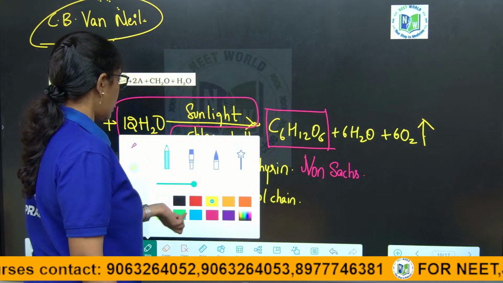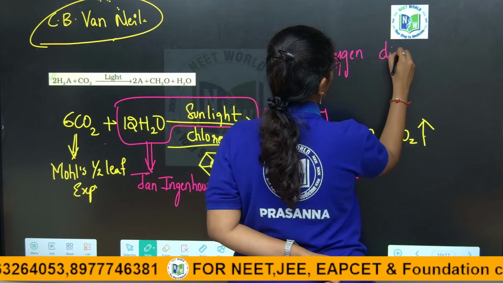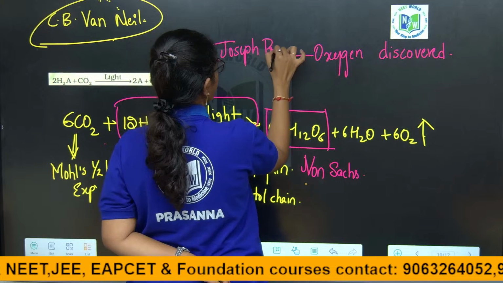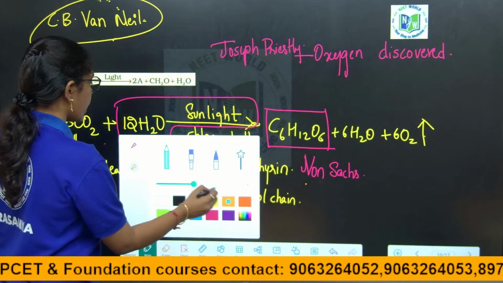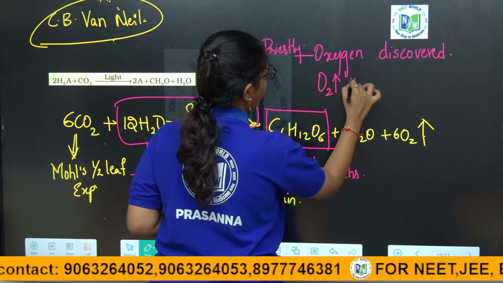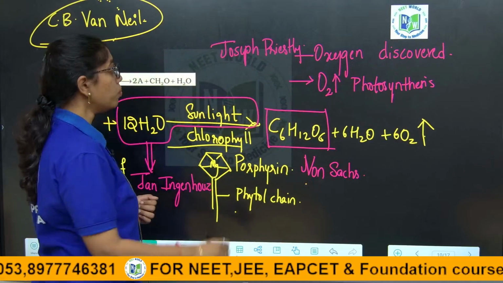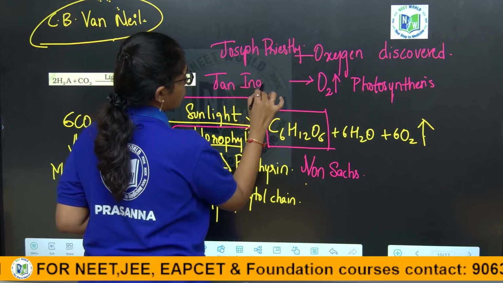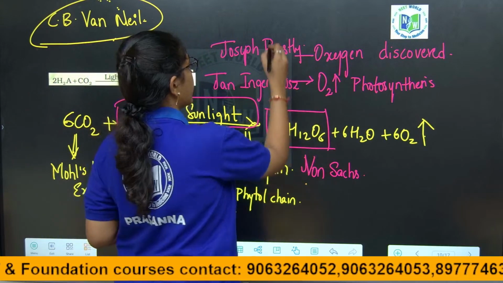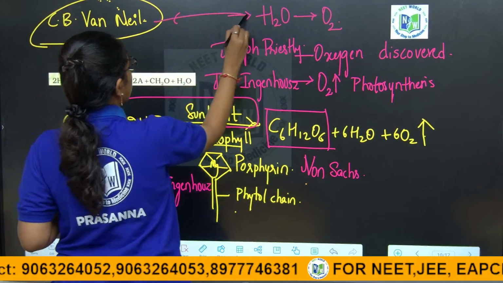With respect to oxygen you will get a few questions like this. Oxygen is discovered by Joseph Priestley. At the end of photosynthesis, oxygen is liberated, said by whom? Jan Ingenhousz. And oxygen is coming from water, the electron donor, not from carbon dioxide, said by whom? C.B. Van Niel.